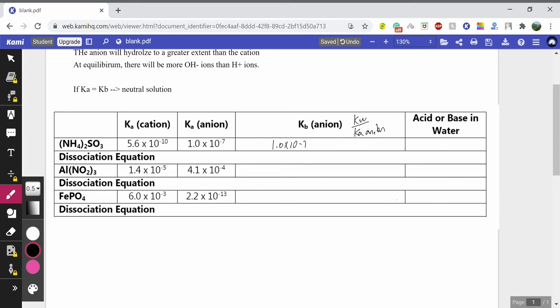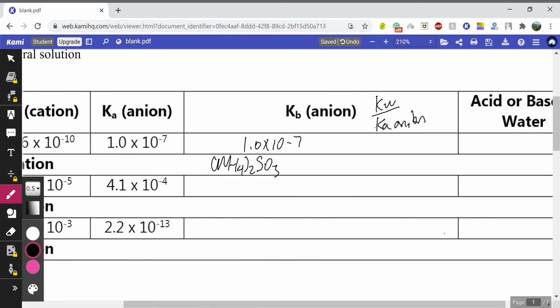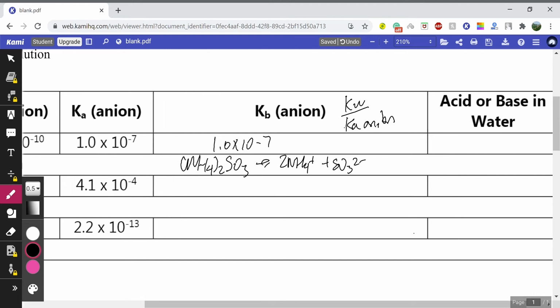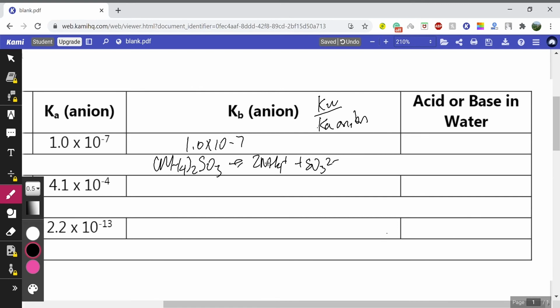Now the dissociation equation will be (NH4)2SO3. NH4OH is a weak base, which turns into a strong conjugate acid, and H2SO3 is a weak acid, which turns into a strong conjugate base. Both of these are strong, which is why we have to take this extra step to find whether it's acid or base. This dissociation will be this dissolving into 2 NH4 plus and SO3 2 minus. Now is this going to be acid or base? It is going to be base.